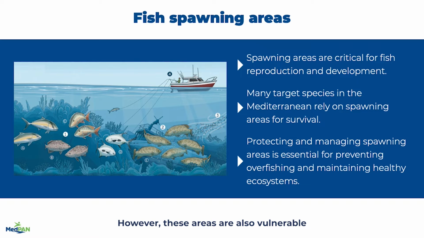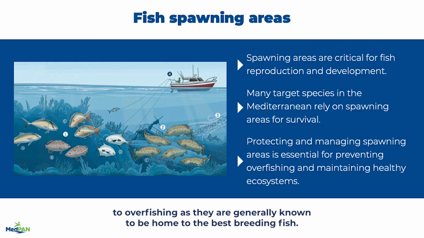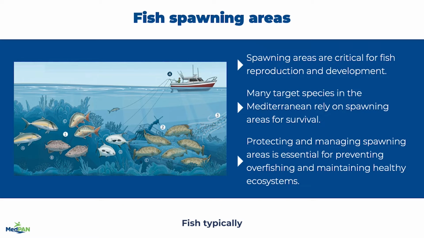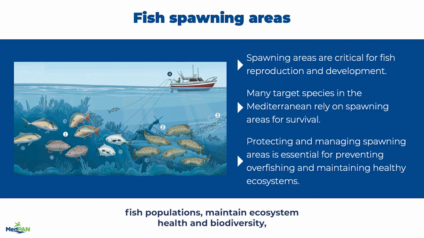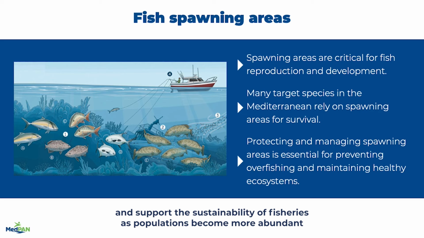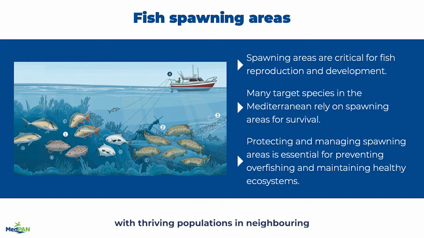However, these areas are also vulnerable to overfishing as they are generally known to be home to the best breeding fish. Fish typically come to spawn from a wide radius, so the losses affect a large area. By protecting and managing spawning areas, MPAs help prevent overfishing, increase fish populations, maintain ecosystem health and biodiversity, and support the sustainability of fisheries as populations become more abundant with thriving populations in neighboring areas.